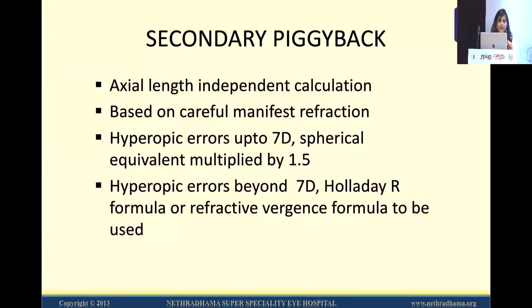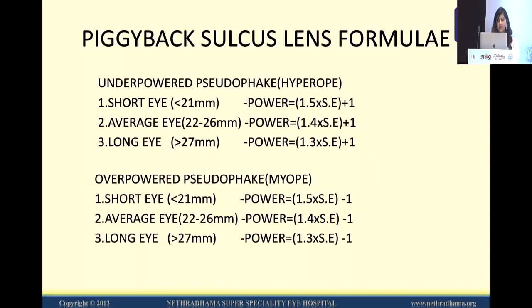When you decide to implant a piggyback, of course, implanting a piggyback lens is much easier than explanting the IOL and re-implantation of a new IOL, especially when the cataract surgery has been done a few years back or more than 6 months when the capsule has become adherent to the bag. Now this is an axial length independent calculation. It's based on careful manifest refraction, and for hyperopic errors up to 7 diopters, the spherical equivalent is multiplied by 1.5, and for hyperopic errors beyond 7 diopters, Holladay R formula or refractive divergence formula can be used. Now this is just a way to calculate the power of your piggyback lens. So it's not an axial length based calculation.